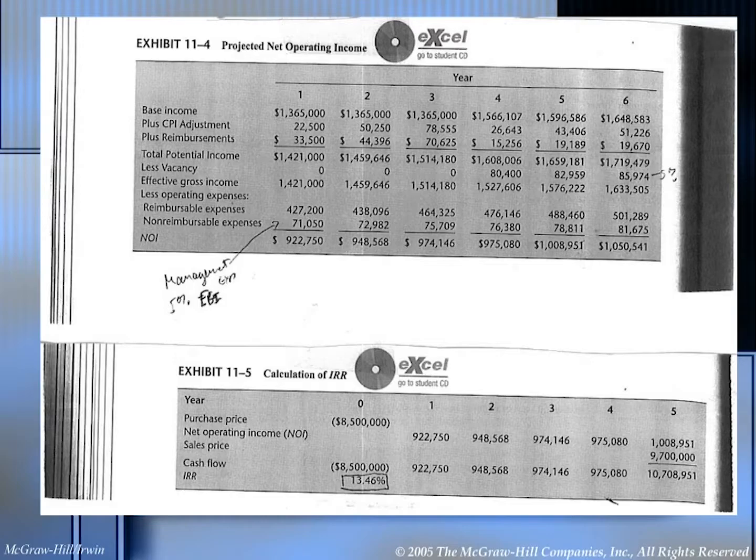So we get back NOI, and in the last year, the fifth year in this case, we get back the NOI plus the $9,700,000 for selling the property. And if we find the IRR for that, we find that the IRR for this property then is 13.46. So if the required return is anything below that, we would accept it. If it's say 14, we would reject this project.